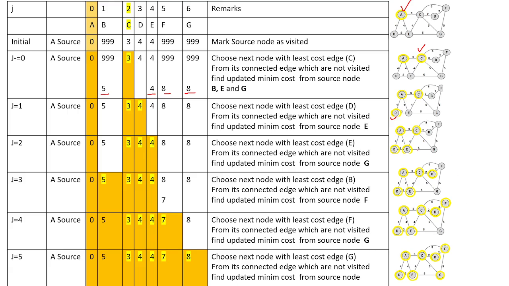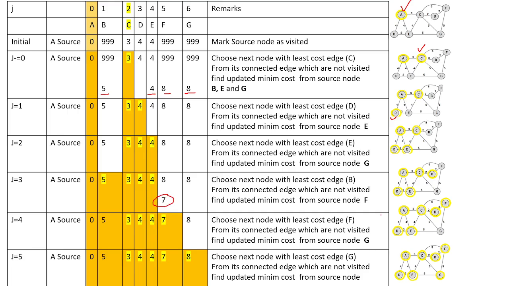After that, the next minimum cost is B. Mark that B. Its neighbor node is F. Cost of reaching from B to F is 2. Cost of reaching from A to B is 5. 5 plus 2 is 7. Earlier entry was 8 via C. Now the entry is 7. 7 is better than 8, so it is changed.